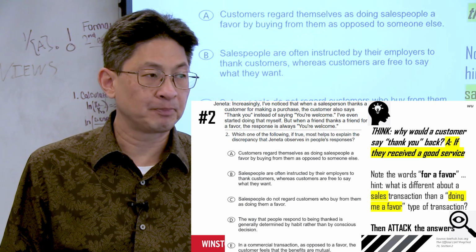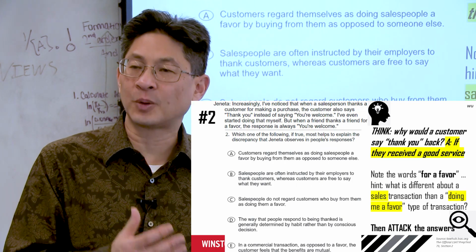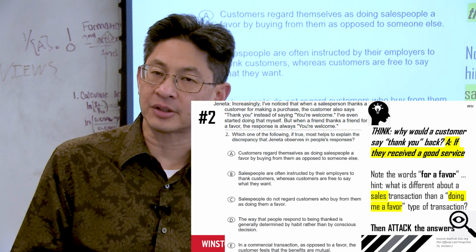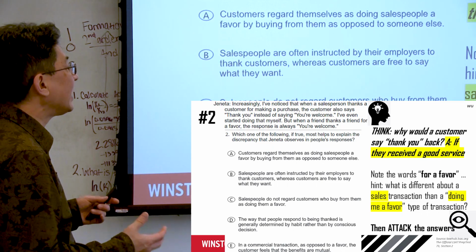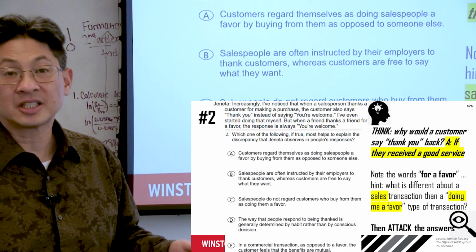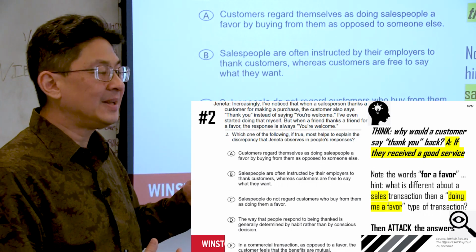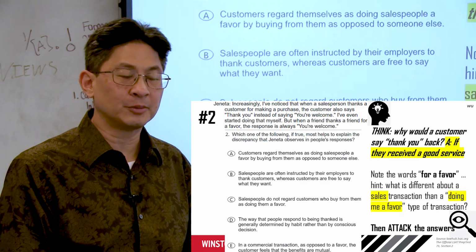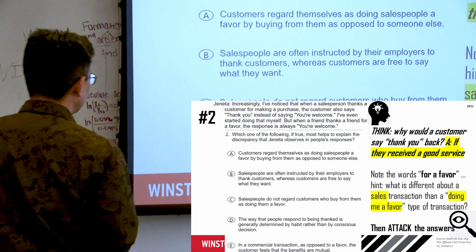That would be wrong. Things that are true but do not have relevance to the question are not the right answer. B is incorrect. It has nothing to do with why a customer would say thank you back. It doesn't. The customer is free to say what they want. That gives no evidence or any more information as to why a customer would say thank you to a salesperson. B is incorrect. Let's go to C.